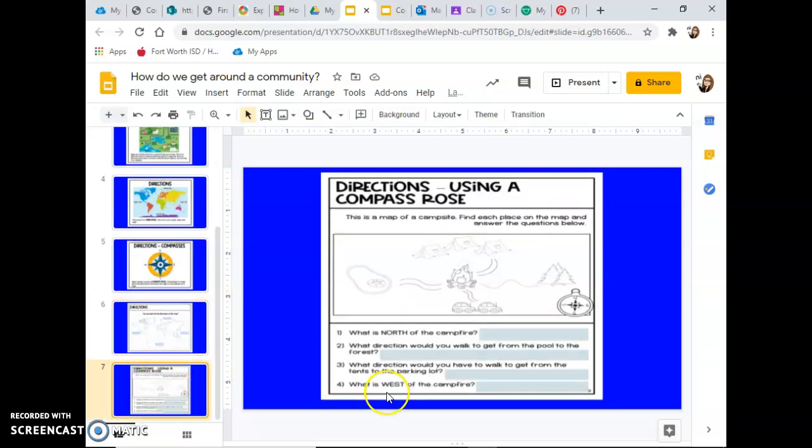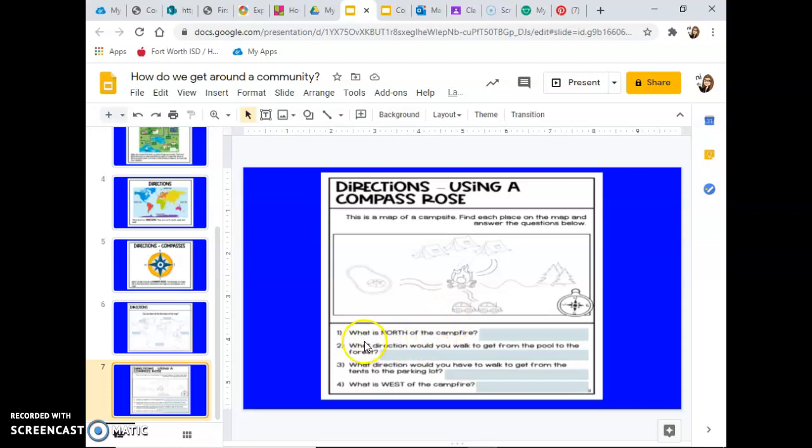And then on page number 7, it says this is a map of a campsite. Find each place on the map and answer the questions below. So here in your campsite, you have your compass rose over here. And you have your never eat slimy worms, north, east, south, west. So you have to answer these questions. What is north of the campfire? Here's my campfire. Remember which direction points north and find it.